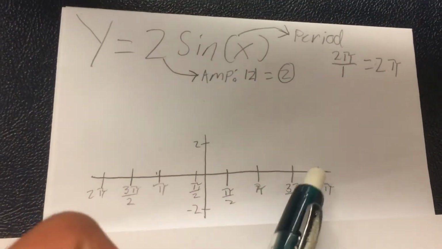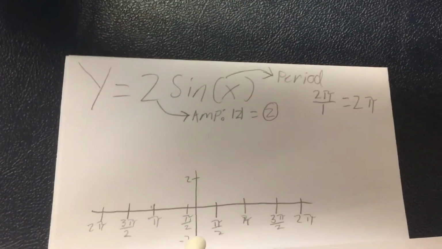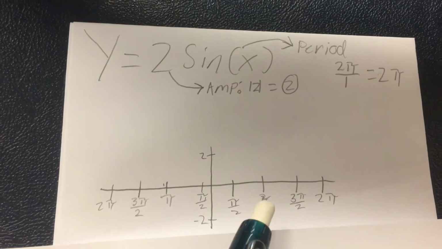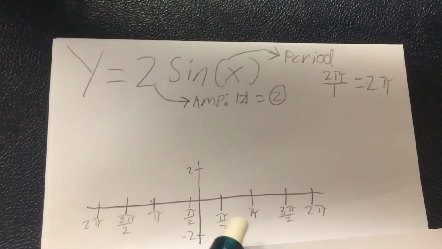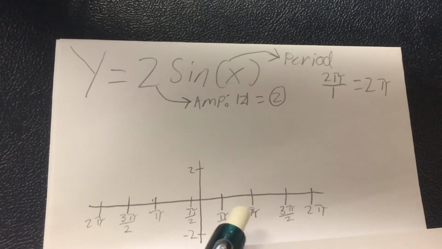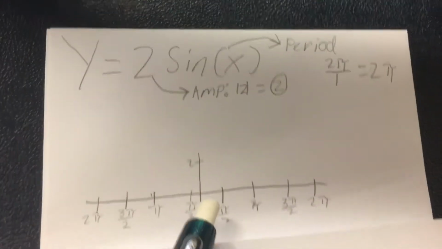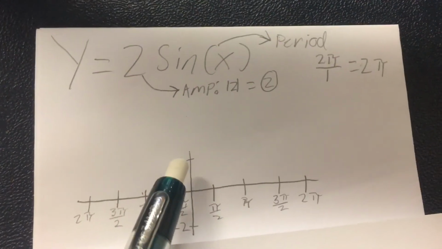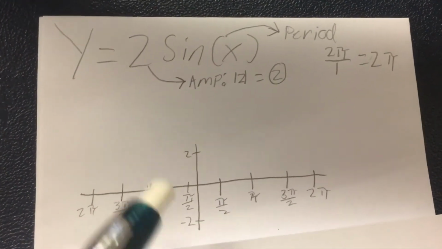You put those into the graph by having the period be the x value, so it would be 2 pi, and then you divide that by 4, which would be pi over 2. Then you multiply that by 2, which would be pi, and for the third mark, you multiply pi over 2 by 3, which would be 3 pi over 2. The amplitude would just be your y marks, so it would be 2 and negative 2.